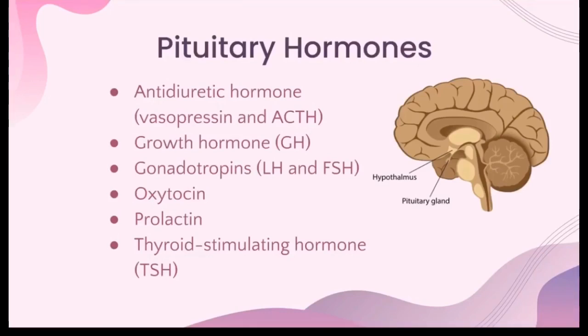Then we have pituitary hormones, which include the antidiuretic hormone, which affects water retention and controls blood pressure. We also have the growth hormone, which affects growth or development, stimulates production of protein, and affects distribution of fat. We also have gonadotropins, which control sex hormone production and production of eggs or sperm. We also have oxytocin, which stimulates contractions of the uterus and milk ducts. Then there's prolactin, which controls milk production and impacts sex hormone levels. And then the thyroid stimulating hormone, which stimulates production of thyroid hormones.